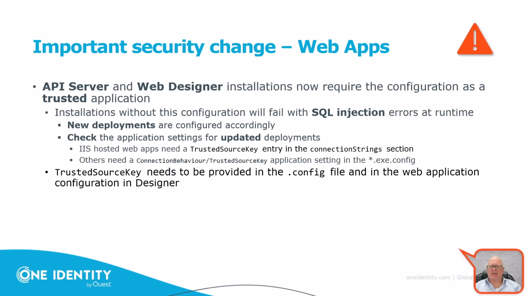First of all, it is part of the application settings, and that means on the IAS host, there is a trusted source key necessary in the connection string. Others need, of course, the trusted source key somewhere in the exe.config settings of the tool or in the config file of the specific application like the Designer. At the end, it is something that happens automatically, but you can double check the different positions.